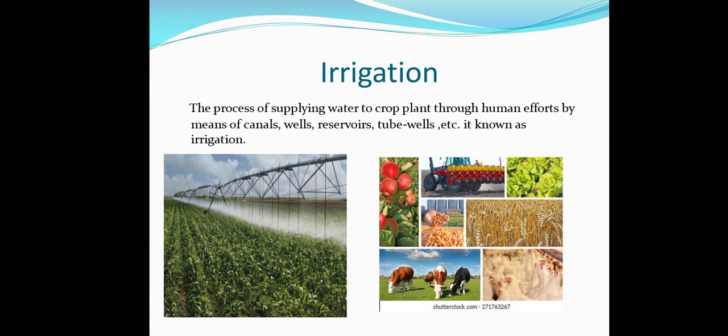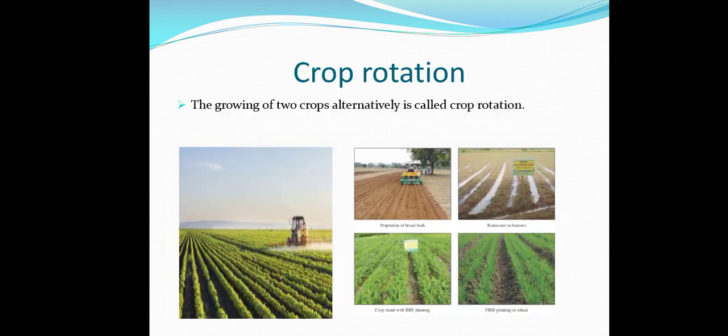And next, irrigation: the process of supplying water to crop plants through human effort by means of canals, wells, reservoirs, tube wells and so on. And next, crop rotation: the growing of two crops alternately is called crop rotation.